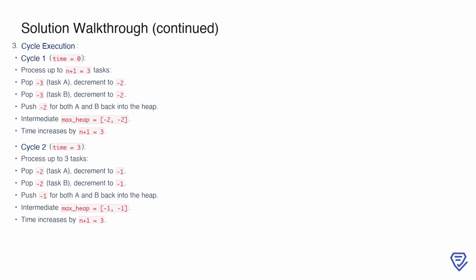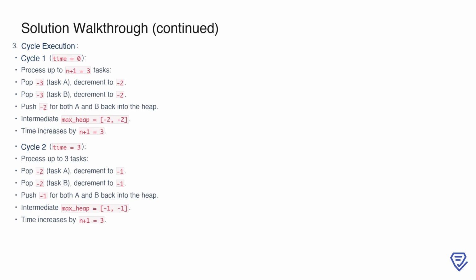Now, we proceed with the task execution in cycles. In cycle 1, with time starting at 0, we process up to n+1 or 3 tasks. We first pop -3 for task A, decrementing it to -2, then pop -3 for task B, also decrementing it to -2. Since both tasks still have remaining counts, we push -2 back into the heap for each. The max_heap at this point becomes [-2, -2]. This cycle takes n+1 equals 3 units of time.